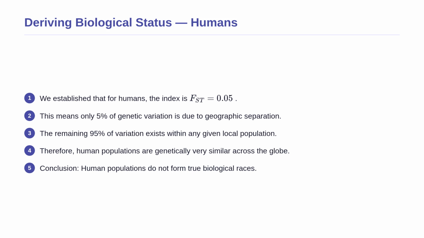Because the vast majority of diversity is shared locally rather than divided globally, we can deduce that human populations are genetically very similar across the entire globe. Therefore, we arrive at the biological proof that human populations do not form true biological races. We are simply too interconnected.